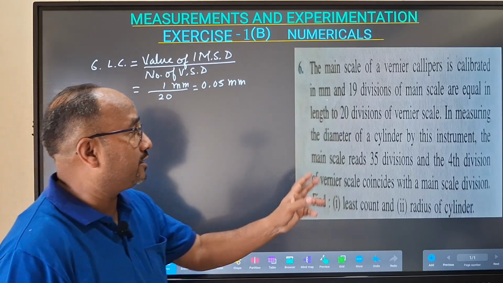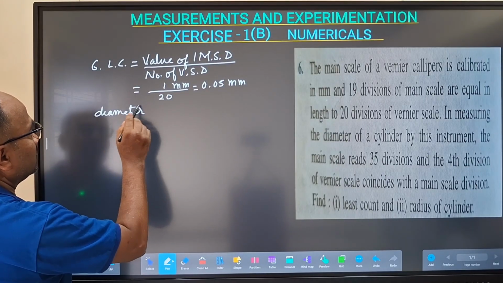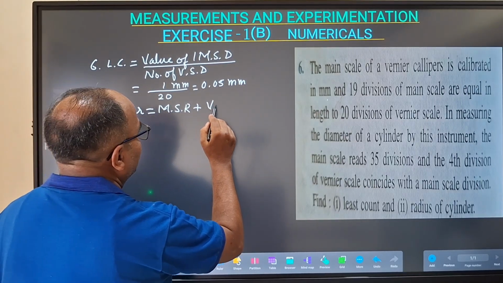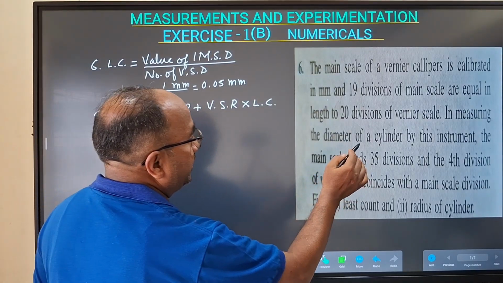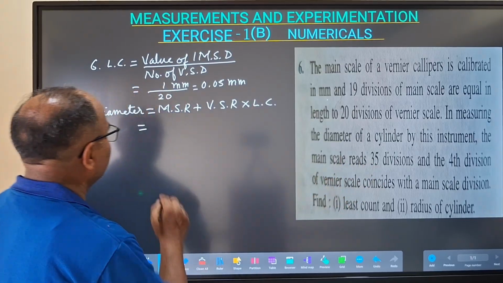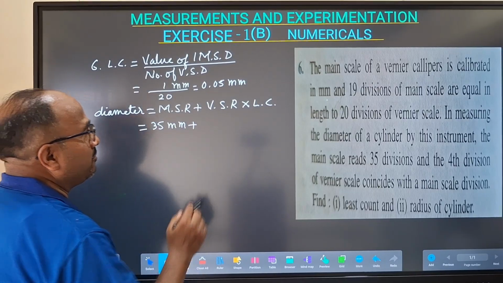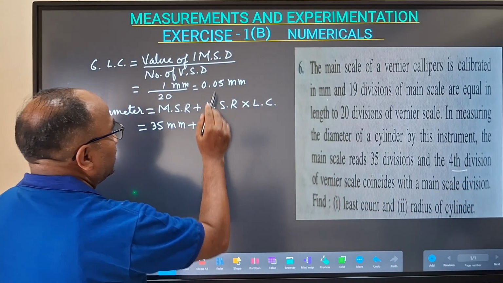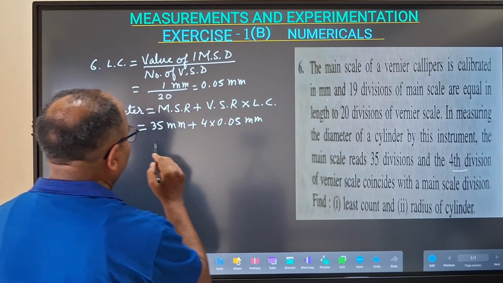Now we will go to find the diameter. So I will write here diameter is equal to MSR, that is main scale reading, plus the vernier scale reading into the least count. So main scale reading, it is clearly told here. Take a look here that the main scale reads 35 divisions. So one division is 1 millimeter, so 35 mm. VSR, fourth one is matching. So 4 into 0.05. That is also in millimeter.